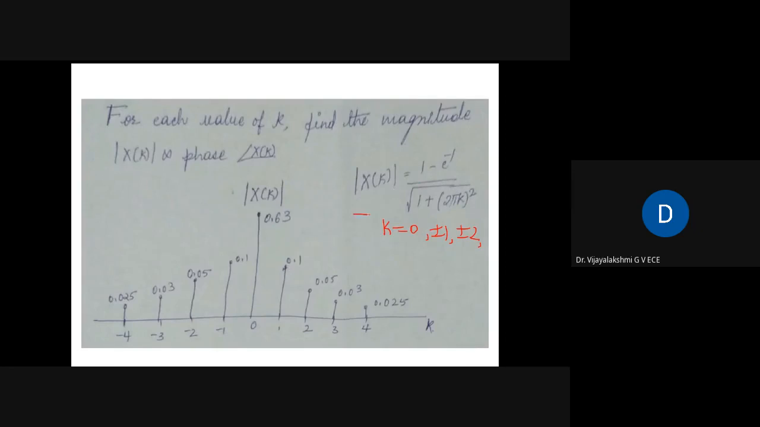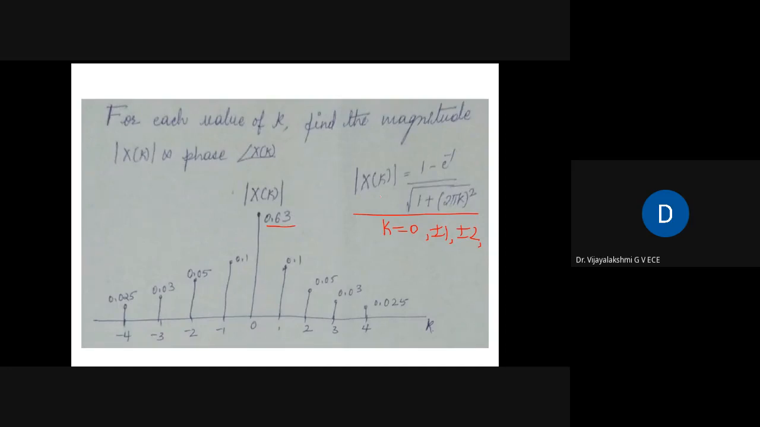So in this expression, you need to keep substituting the values of k, starting with k is equal to 0. So k is equal to 0, I get x of 0 is equal to 1 minus e power minus 1 divided by root of 1 plus, this is 0. K is equal to 0, so this term is 0. So I get 1 minus e power minus 1 divided by 1. So that is your 0.63.